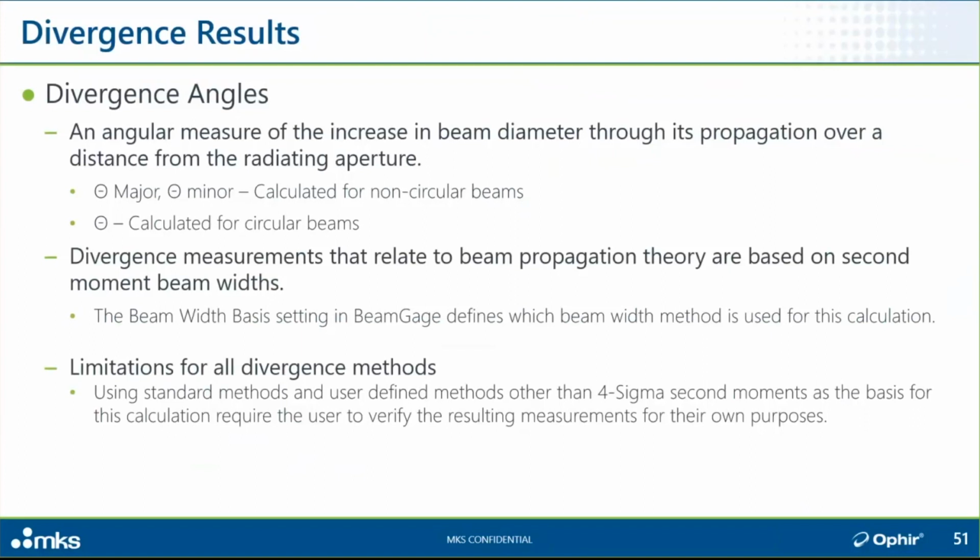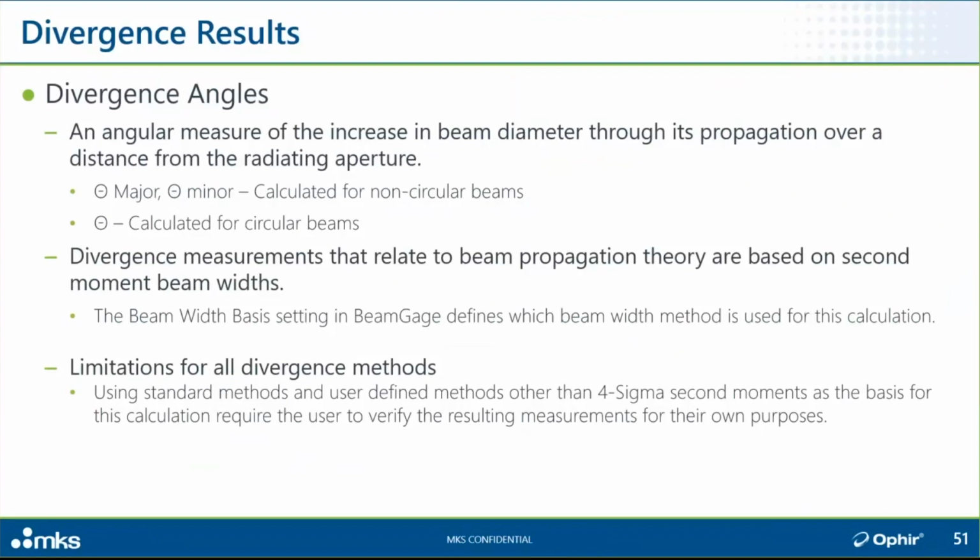Divergence measurements that relate to beam propagation theory are always based on second moment beam widths. If you're using, let's say, a 1 over e squared beam width and trying to calculate divergence, you're going to see some unusual or unexpected results in your divergence measurement. So we always recommend that you set the beam width basis setting in BeamGage to a 4 sigma or equivalent second moment width when you're trying to perform divergence calculations.